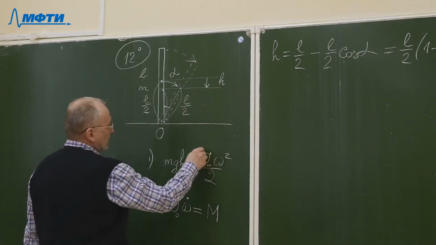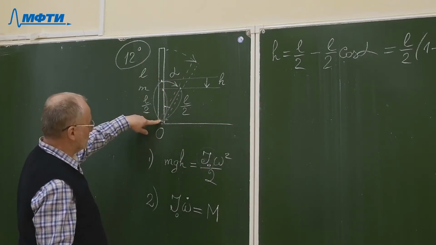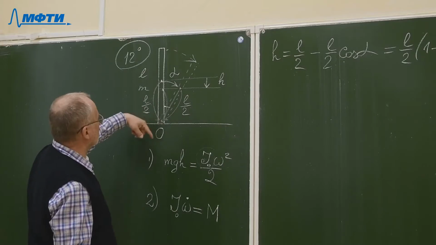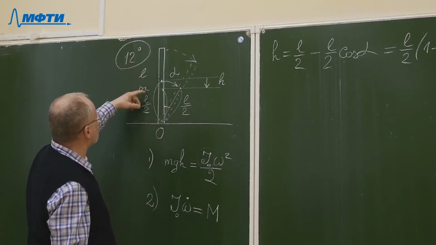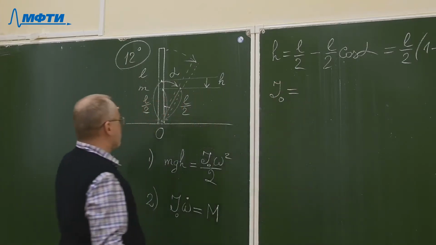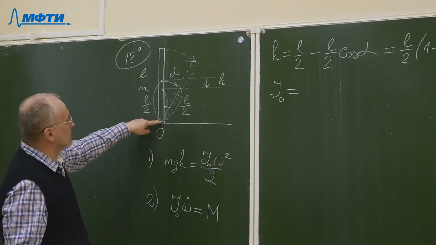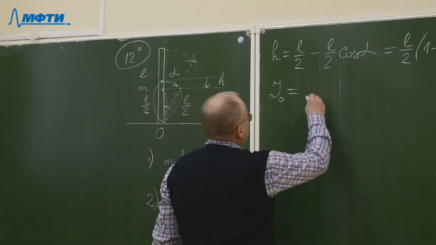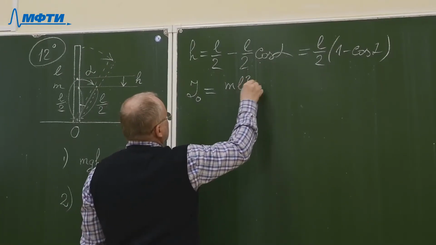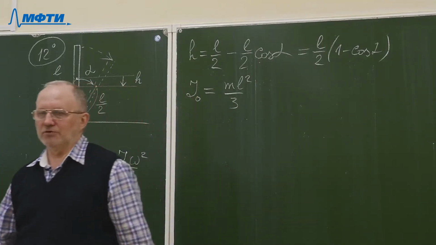Also, we need to find the moment of inertia of this factory chimney, which we assume to be a uniform rod of a given mass and given length, so that the moment of inertia about the axis of rotation, which goes through the lowest point of this chimney, will be that of the rotating rod, which is m L squared over 3. We obtained this formula a few weeks ago.